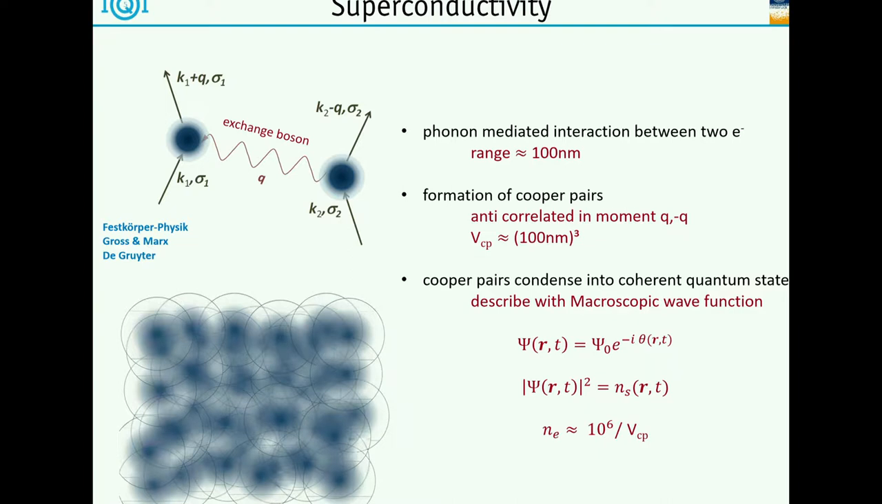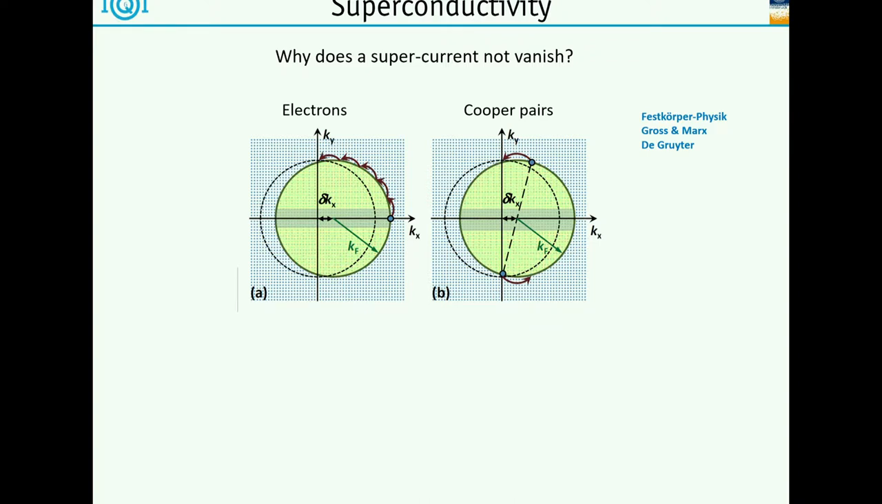Because these Cooper pairs are effectively bosons, they can condense into a coherent quantum state, and I can describe them with a macroscopic wave function. Here psi zero, or actually psi zero squared, tells you about the number density, so how many Cooper pairs are around, and then you have this additional phase factor which can vary across the material. But it's really a quantum description of this whole system, and it's a really macroscopic wave function. This is the physics behind it, that this allows us to have these Cooper pairs and have dissipationless current flowing. Maybe this doesn't really explain why there is no dissipation anymore. So I think a very nice picture is the following. Think about a Fermi surface.